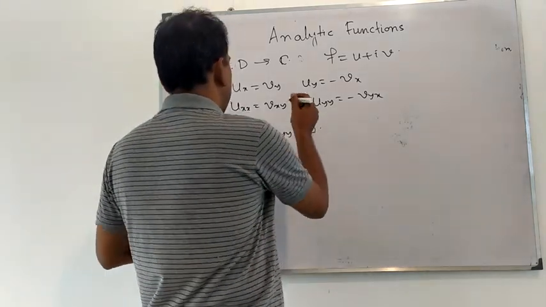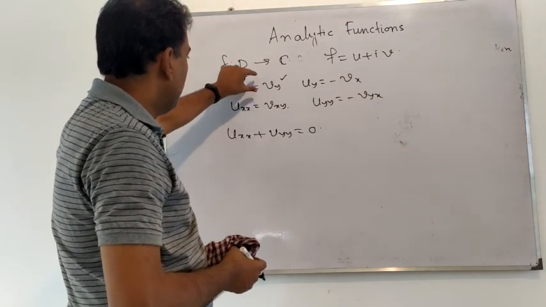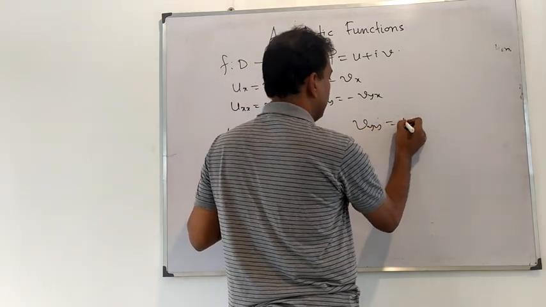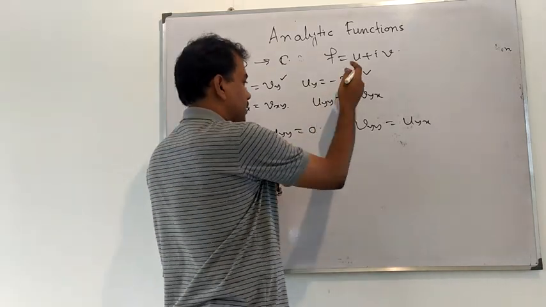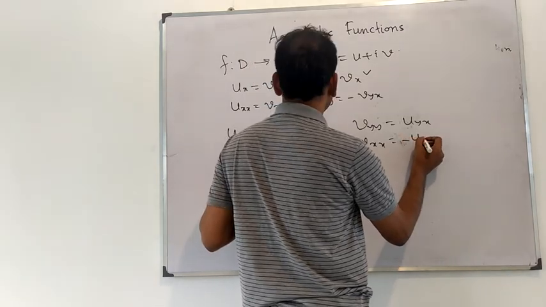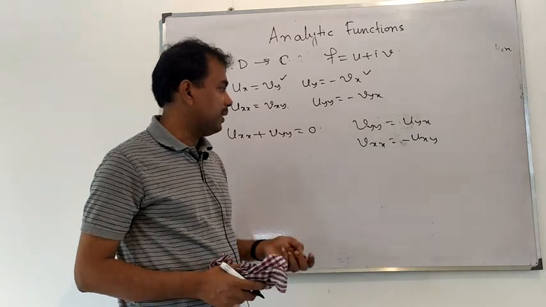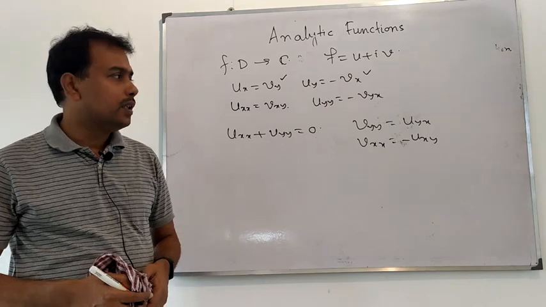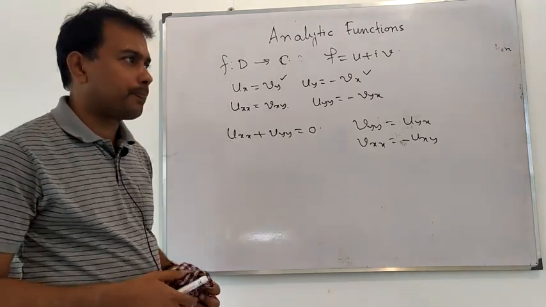Similarly, if we take the partial derivative with respect to y of this equation we get vyy equal to uyx, and differentiating partially with respect to x, from this equation we get vxx equal to minus uxy. From these two equations we get vxx plus vyy equal to 0. Since uxy equal to uyx, both u and v are harmonic functions.